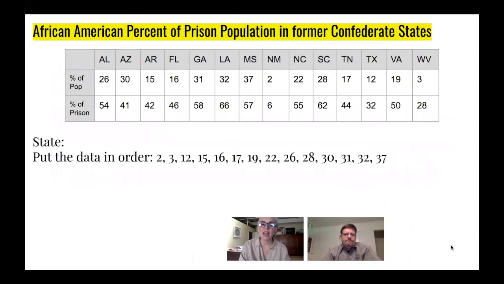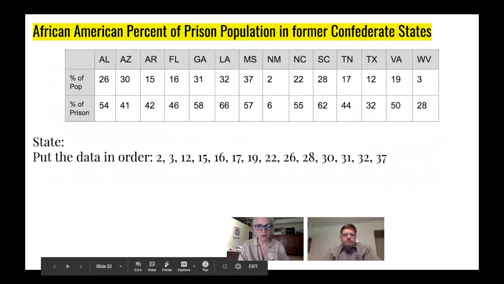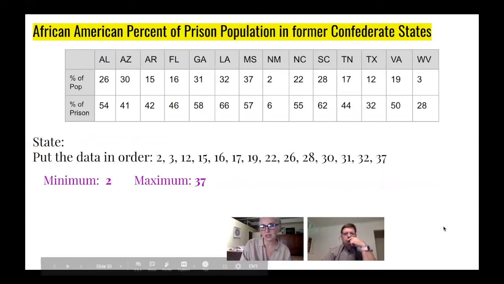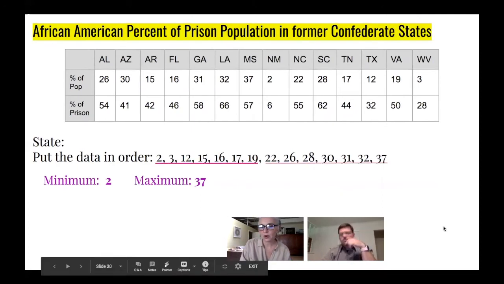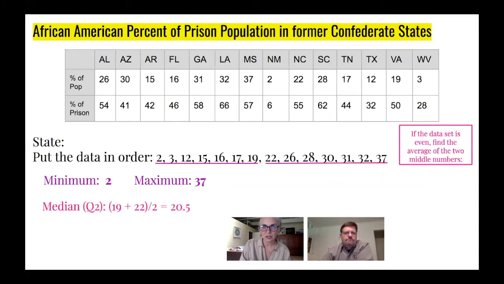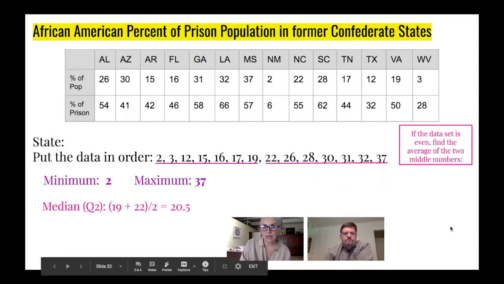And what we're going to do now is look at the state data and put it in order. And then we're going to determine the smallest and the largest. So the minimum is 2, the maximum is 37. Then we're going to find the median. So we're going to look at first half of the data, second half of the data. If it's an even data set, then we have to add the two middle numbers and divide by 2. So the median of this data set is 20.5%.